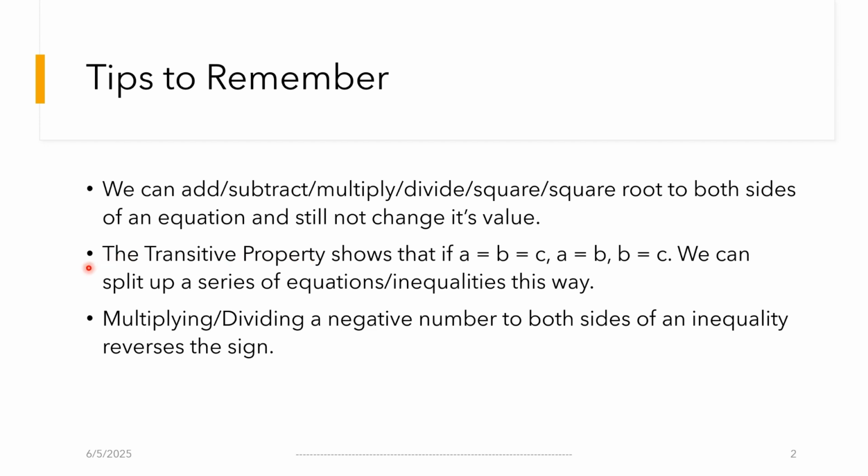Now, the last tip to remember is that when we're solving inequalities, multiplying or dividing both sides of the inequality by a negative number reverses the sign. That is a thing to remember, as a lot of people would probably forget that, and sometimes including me.